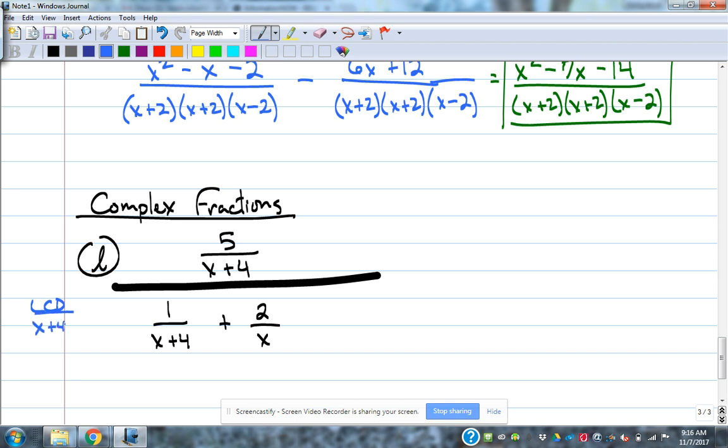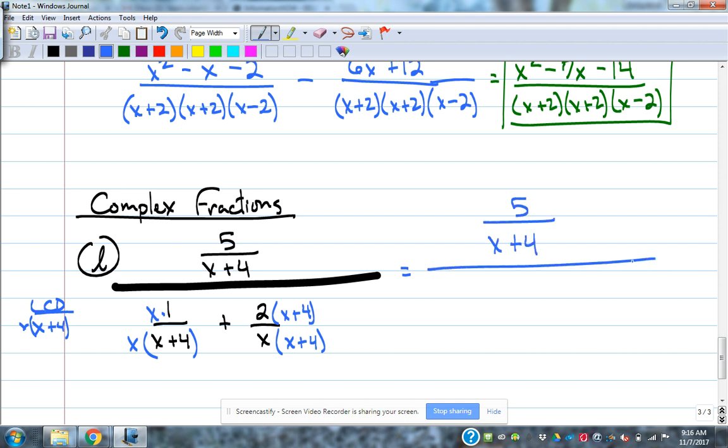X plus 4 times x. Technically, they don't share an x because this is tied to the plus 4. It's like a separate x. Okay? X and x plus 4. So the first fraction needs what? Times x. The second fraction needs an x plus 4. So the top part's not changing. 5 over x plus 4 over.